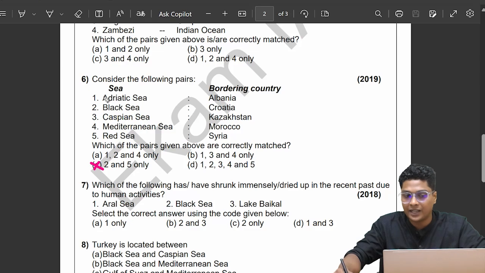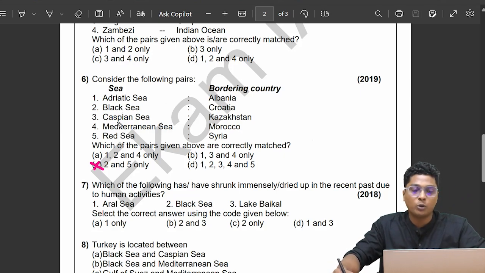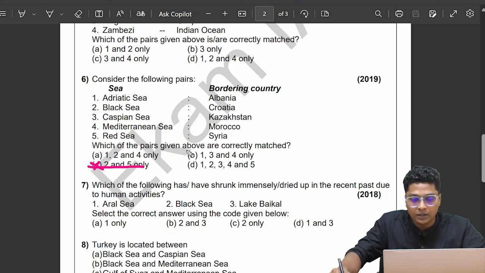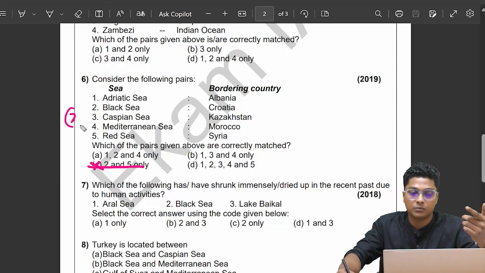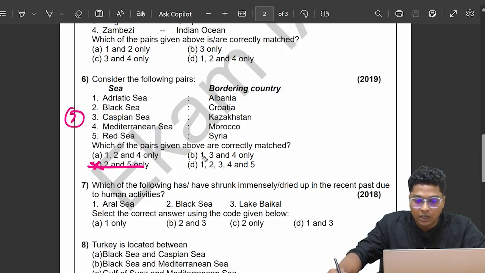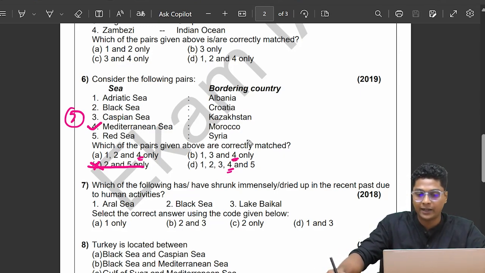So what I did here is, when I read the first option, Adriatic Sea, Albania, I knew it. Considering that I know the option, before reading the second option, I come to the options and eliminate, so that now I only need to read A, B and D, and I will analyze A, B and D. Then only I will go back to the second part. Okay, so A, B and D: 1, 2, 4, 1, 3, 4, 1, 2, 3, 4. In this, which one is common? 4 is common. So 4, Morocco, Mediterranean, this is correct. Without knowing it, we understood it, right? Because we eliminated and found it.